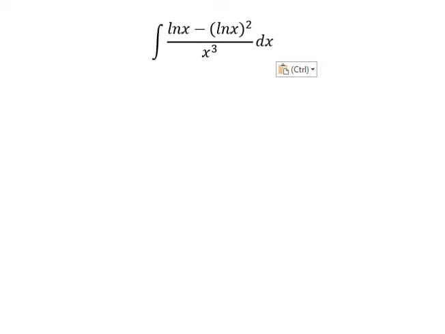Hello everybody. So today I will talk about calculus. The topic today is about integration. So now I will show you how to answer. We need to use integration by parts.